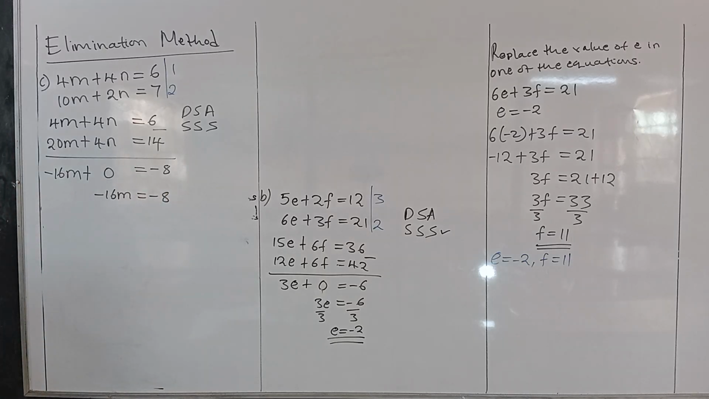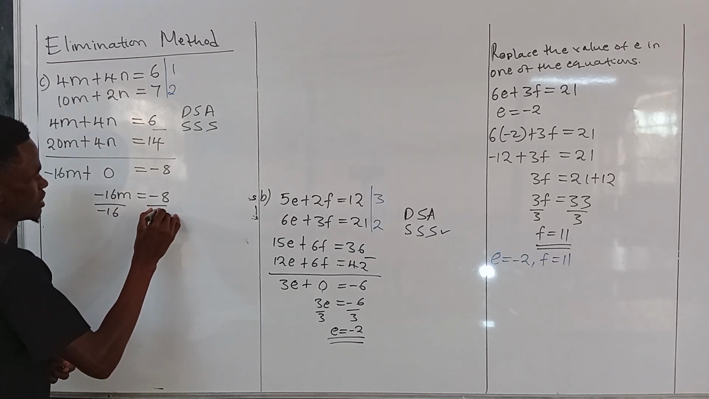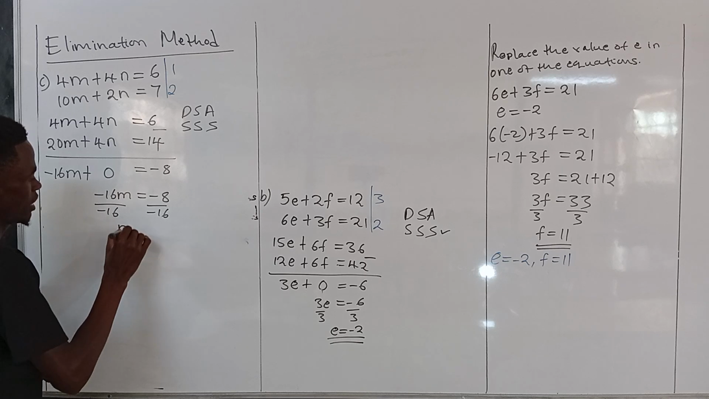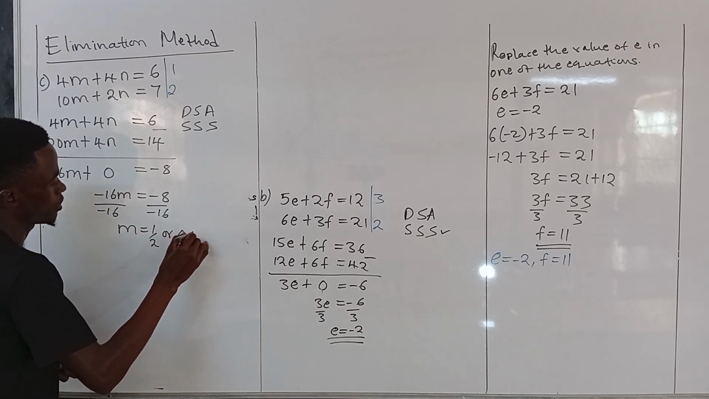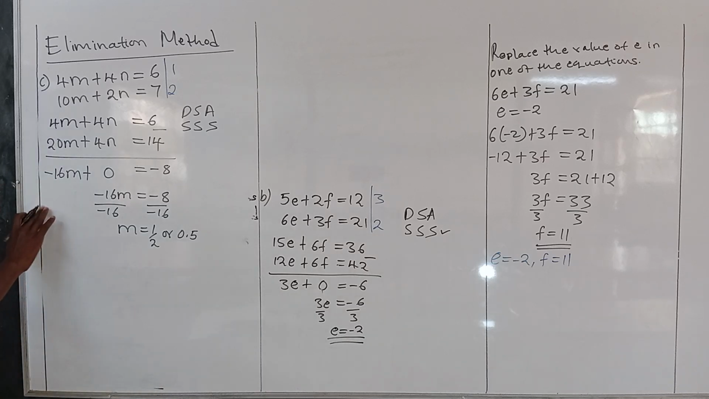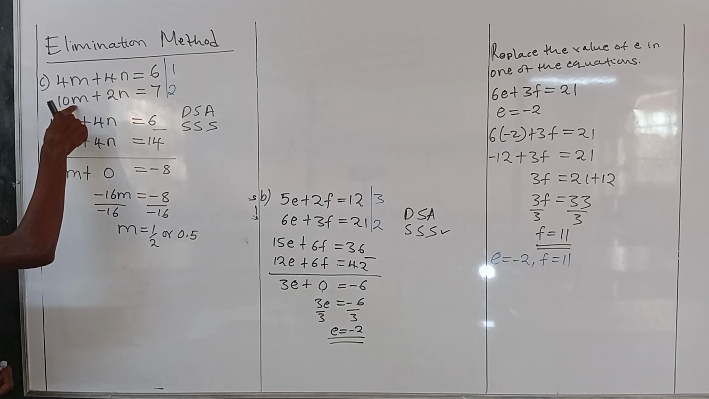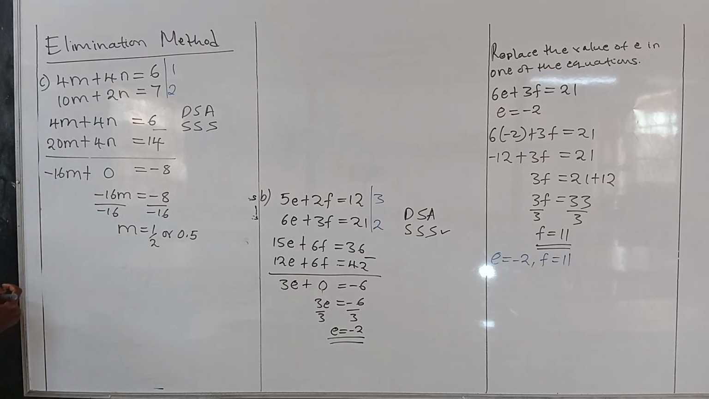So -16m is equal to -8. So you divide by -16 everywhere. Our m is equal to a half, or 0.5. So if m is 0.5, you replace the value of m in either of the equations. So which one do we choose? And again, we use the initial equations we started with. We don't use the redefined equations, for the purpose of accuracy.